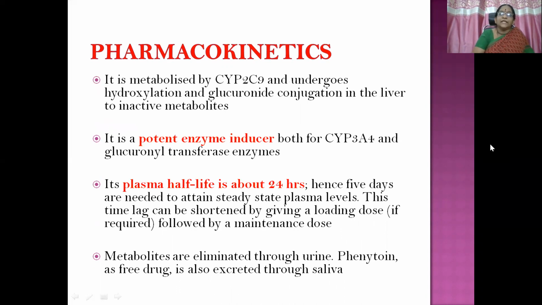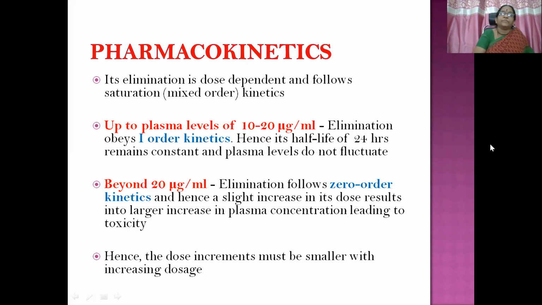Metabolized by CYP2C9, it undergoes hydroxylation and glucuronide conjugation in the liver to inactive metabolites. And it is a potent enzyme inducer, P for phenytoin and P for potent enzyme inducer, both for CYP3A4 and glucuronyl transferase enzymes. And plasma half-life is about 24 hours. So 5 days are needed to attain steady state plasma levels. So we can go for a loading dose at certain levels, followed by a maintenance dose. Metabolites are eliminated through urine and free drug is also excreted through saliva.